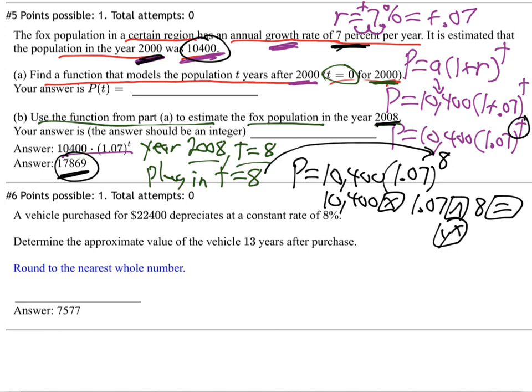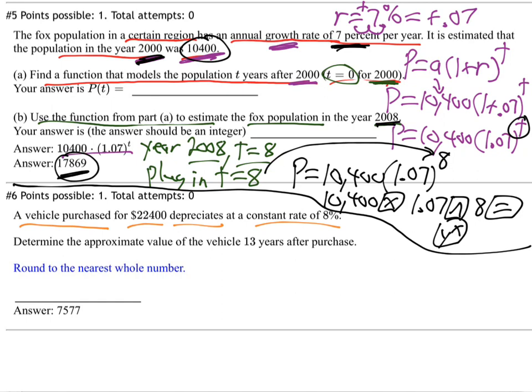It'll grow that fast. All right, let's see if we can do the same thing on number 6. Let me section this one off for number 5. So for number 6, a vehicle is purchased for $22,400. It depreciates at a rate of 8%. That's 8% per year. We're assuming 8% per year. That's what they mean by constant rate.